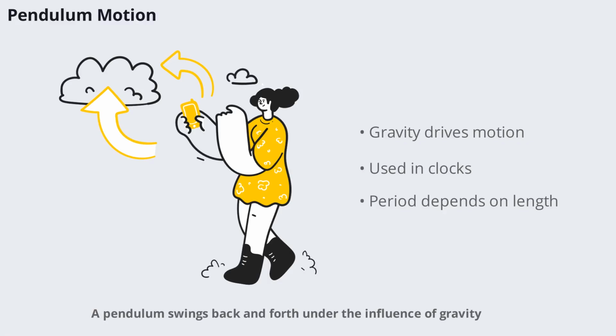A pendulum swings back and forth under the influence of gravity. The force of gravity pulls the pendulum downward, while its inertia keeps it moving. This simple motion has fascinated scientists for centuries and is used in clocks, measuring devices, and experiments.